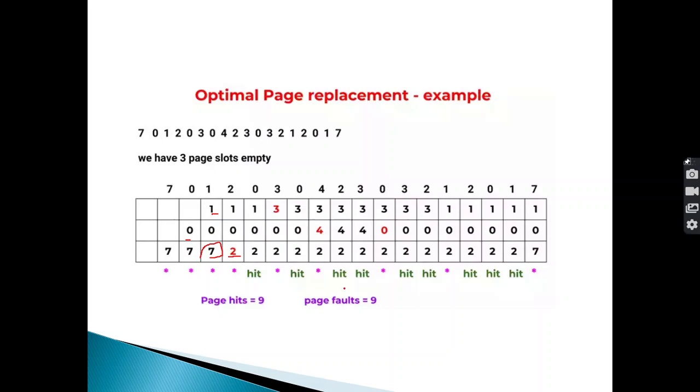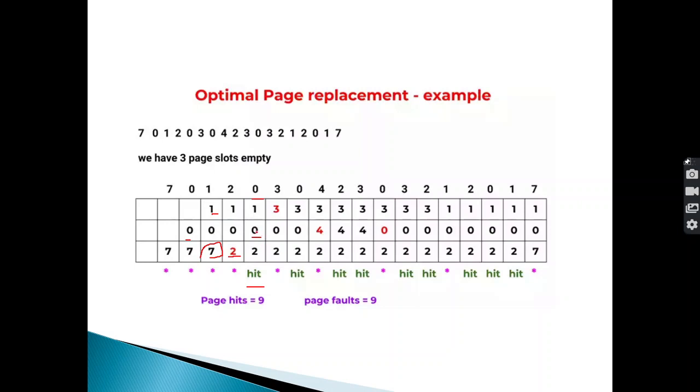Next, I again want to insert 0, but 0 is already available, so it is called a hit here. I mention the hit here. So 1 followed by 0 and 2. Whenever the page is already available in main memory, it is called a hit.